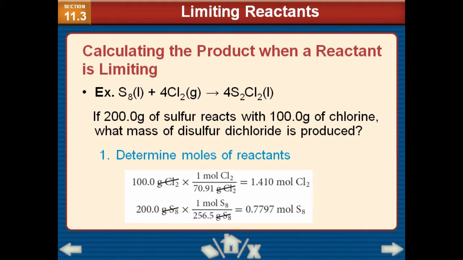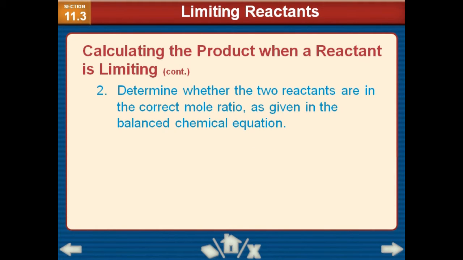So the first step is to determine the moles. 100 grams of chlorine times 1 mole of chlorine over 70.91 grams of chlorine yields 1.410 moles of chlorine. 200 grams of sulfur times 1 mole of sulfur over 256.5 grams of sulfur equals 0.7797 moles of sulfur. Step 2, determine whether the two reactants are in the correct mole ratio as given in the balanced chemical equation.